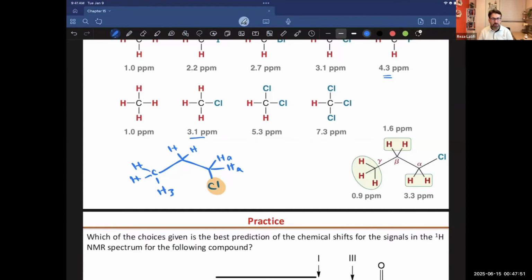Now, as I get far from the chlorine, because we will have more bonds involved there, the induction effect will go down. The next one will be B, and the last one is going to be here, C. So as we get far from the electronegative element, the ppm is going to get smaller and smaller. And as you see, from 3.3, we ended up at 0.9.